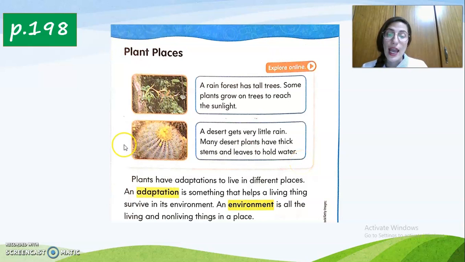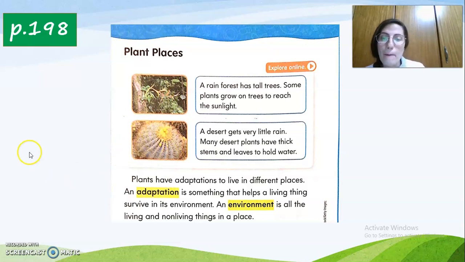So, in the desert, it is really hot and very dry. So, the plants get very little, what? What do you guys think? Very little what? Rain. Correct. They get very little rain.